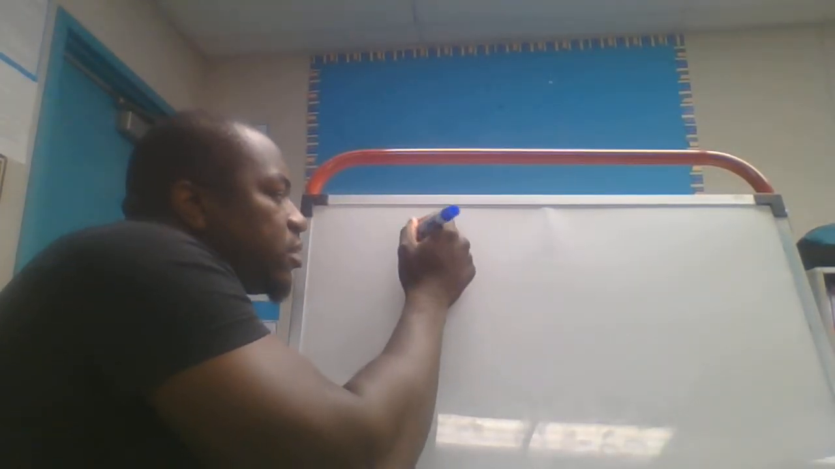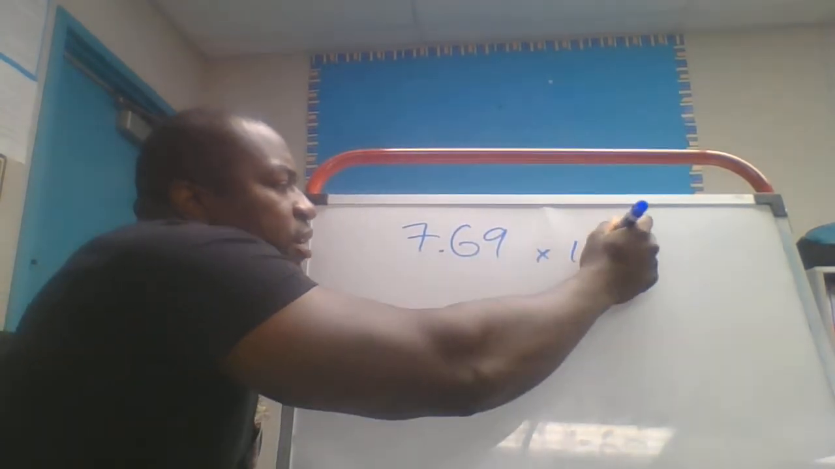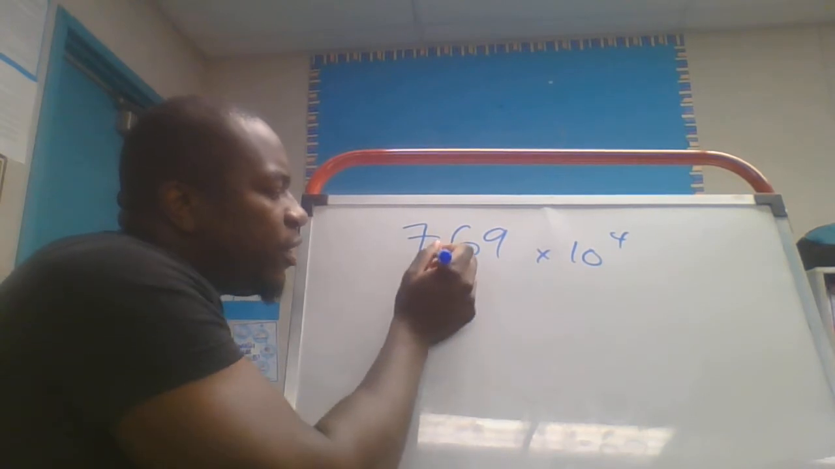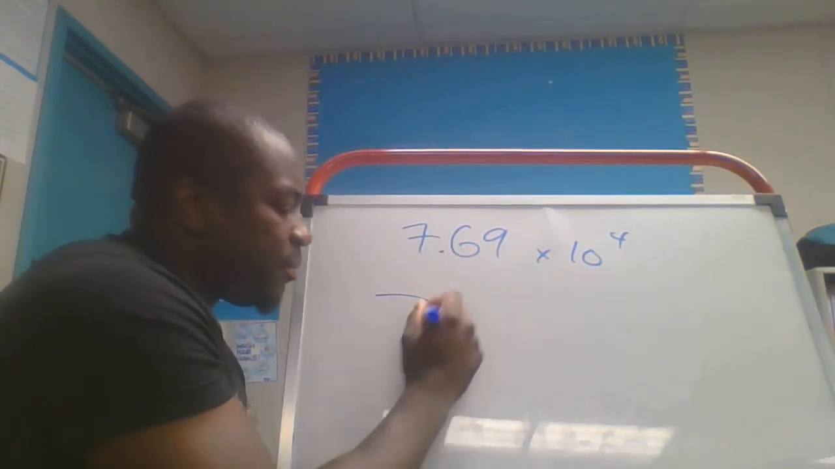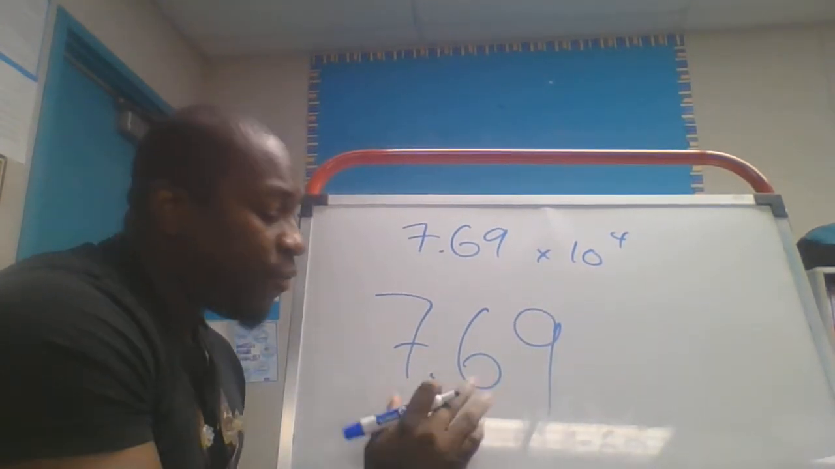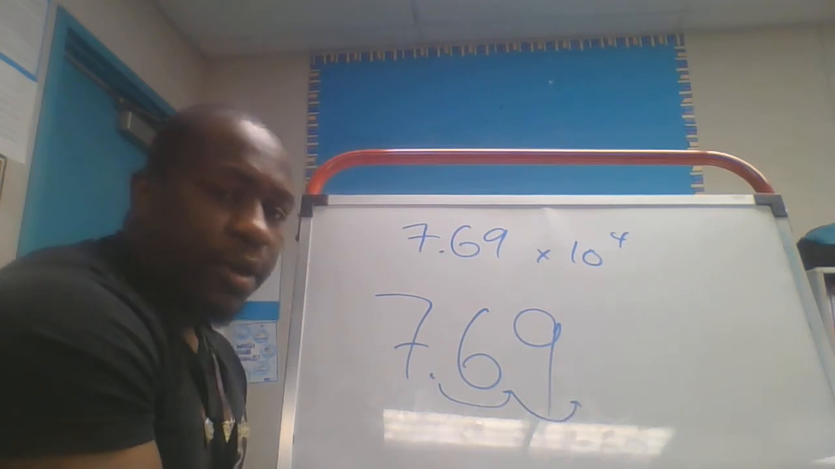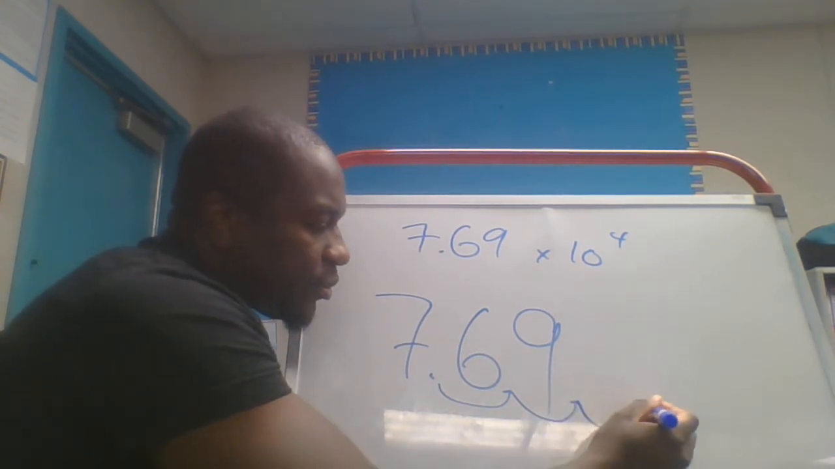So if I have 7 and 69 hundredths, and I multiply that by 10 to the fourth power, I'm going to move this over 4 times. Let me make this bigger so we can see exactly what I'm doing here. I'm going to slide my decimal to the right 4 times. 1, 2, 3, 4.